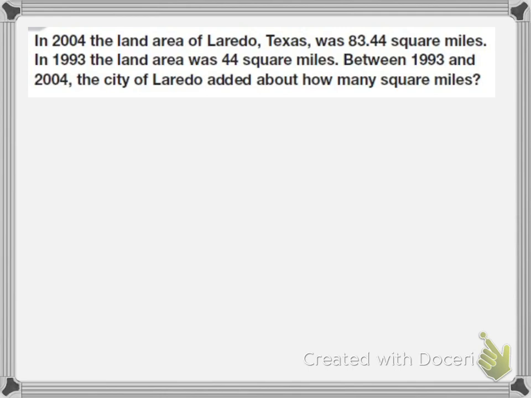Hey, for the last problem, it asks, in 2004, the land area of Laredo, Texas was 83.44 square miles. In 1993, the land area was 44 square miles. Between 1993 and 2004, the city of Laredo added about how many square miles? So, we're going to take the 83.44 and subtract the 44 square miles. Okay.